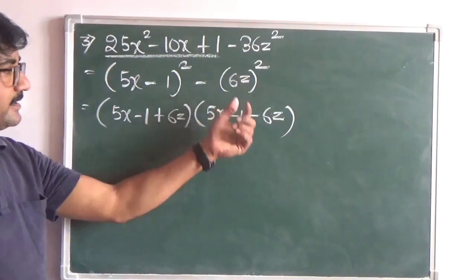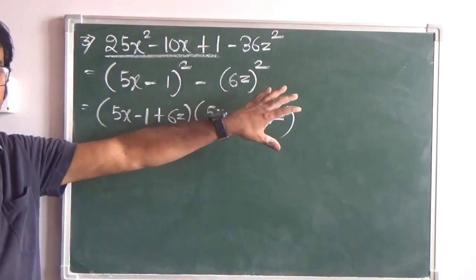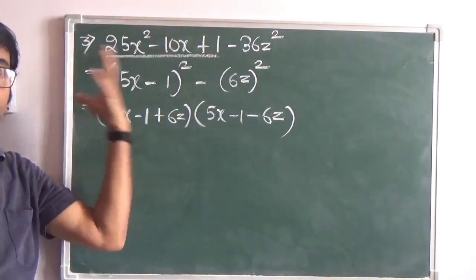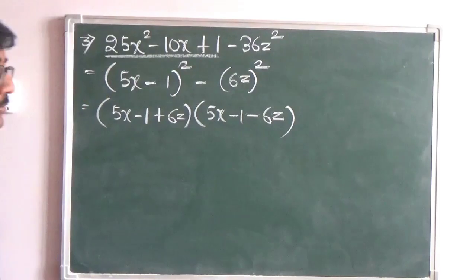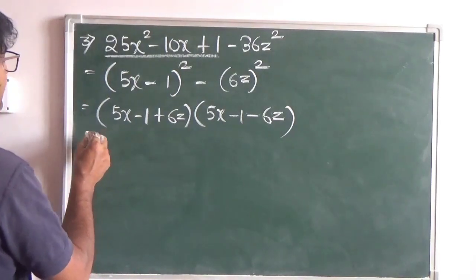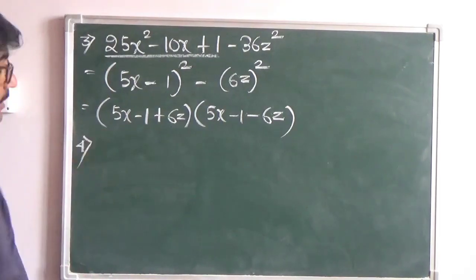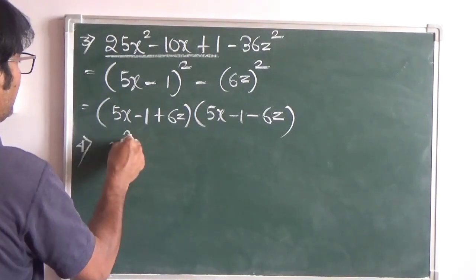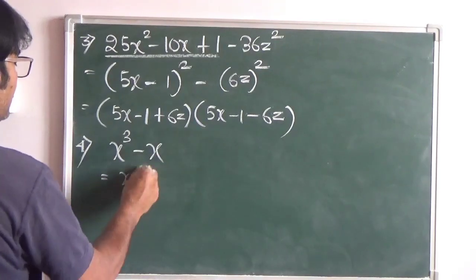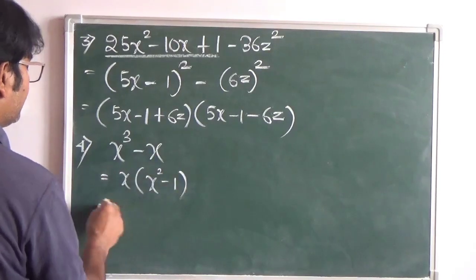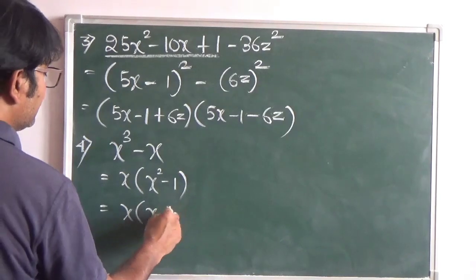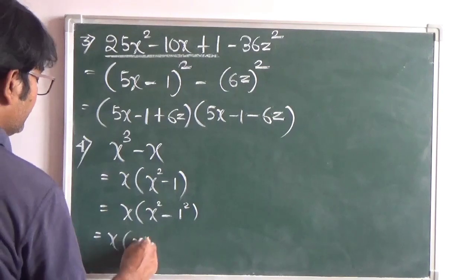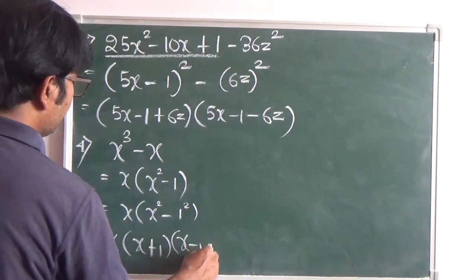Since it is a single term, I have not written a bracket here. If it is an expression containing more than one term, then you put it first inside a bracket and then open the bracket in the next step, so that you don't go wrong in writing the appropriate sign. Number 4, x cube minus x. You take x common, you are left with x square minus 1. So that is x into (x square minus 1), that is x into (x plus 1) into (x minus 1).